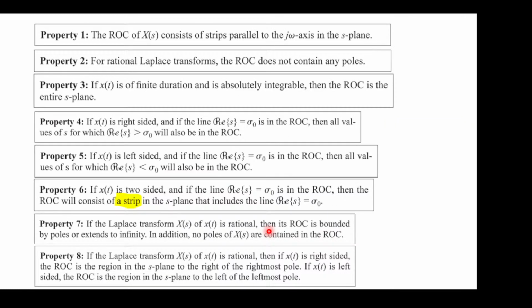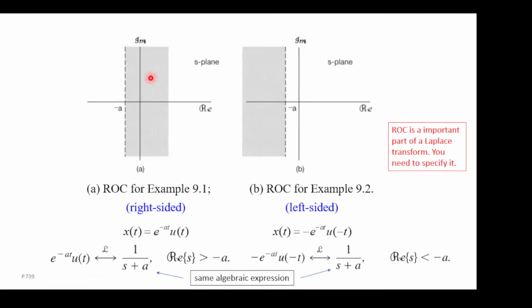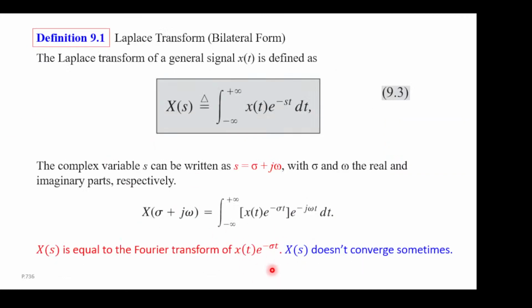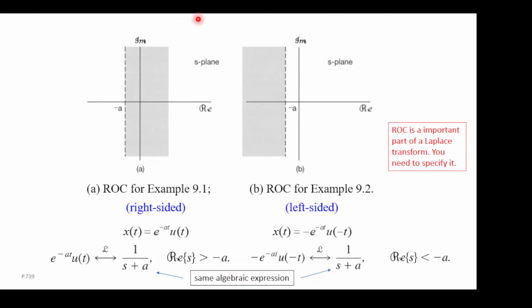But for now, let's look at the properties of the ROC. The first property says that the ROC should consist of strips parallel to the j omega axis. This is from what we said, that the Fourier transform either converges or doesn't converge. Each straight line in the s domain corresponds to the Fourier transform for a different sigma, and if that Fourier transform converges, then that whole line is in the ROC.